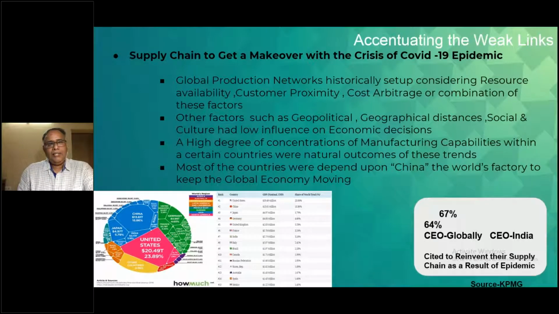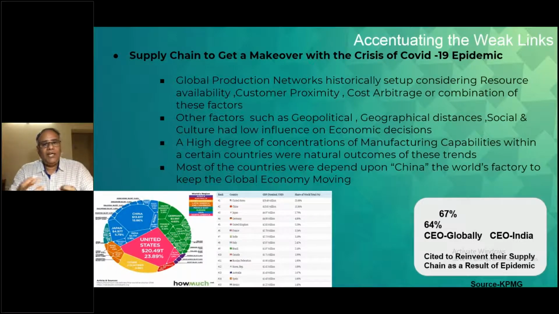KPMG did a survey at the end of last year, 2020, and they found that 67% of global CEOs and around 64% of Indian CEOs cited that we have to reinvent the supply chain as a result of the epidemic, and that has come alive.